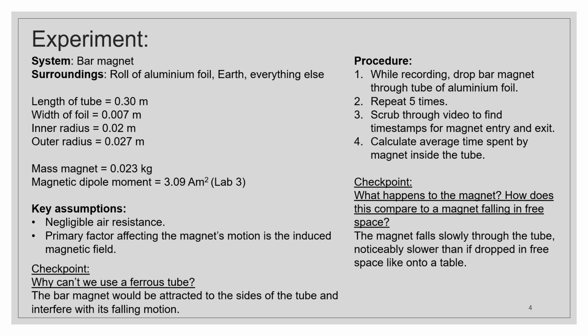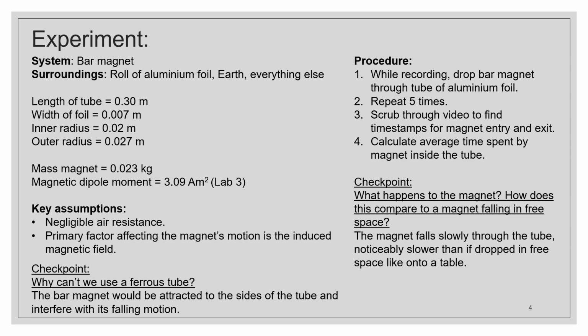The procedure is very simple. While recording, drop the bar magnet through the tube of aluminum foil. Repeat this 5 times. Scrub through the video to find the timestamps for the magnet entry and exit, and calculate the average time spent by the magnet inside the tube.